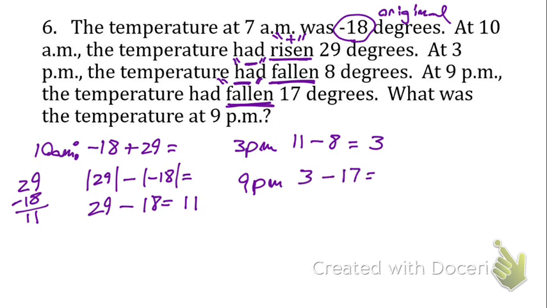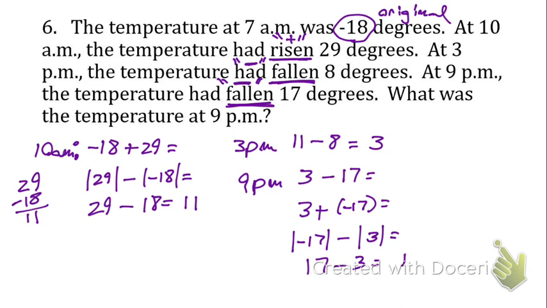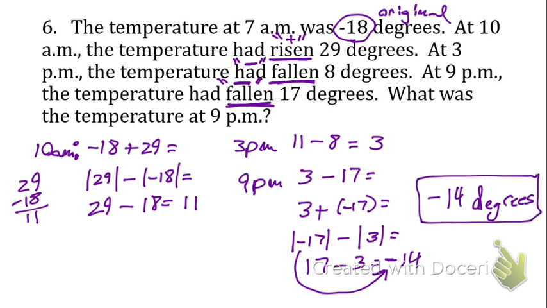So now I got to do some more work. So keep, change. So here, different signs. So that means I'm going to subtract. Larger absolute value is negative 17 minus absolute value of 3. Absolute value of negative 17 is 17, minus absolute value of 3 is 3. So that would give us 14. But remember, 17 was originally negative. So 9 p.m., our temperature was negative 14 degrees. It's a video, folks. I know I went quickly. Pause it, rewind it, stop it as much as you need to.